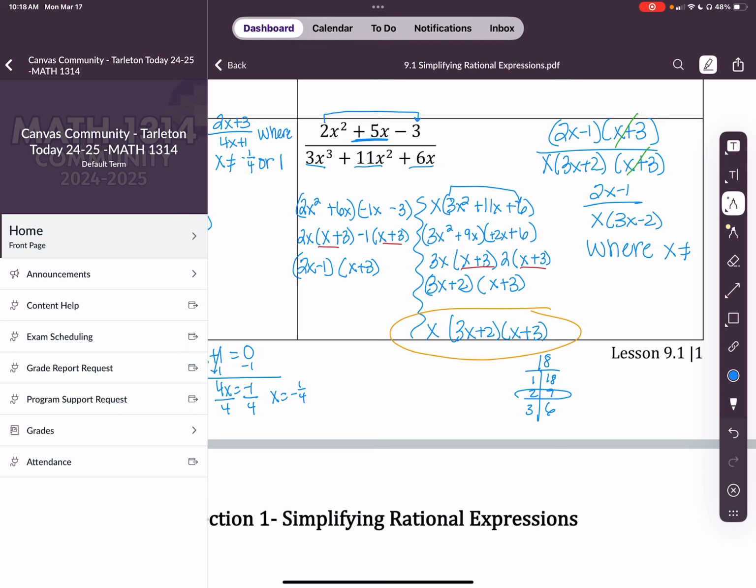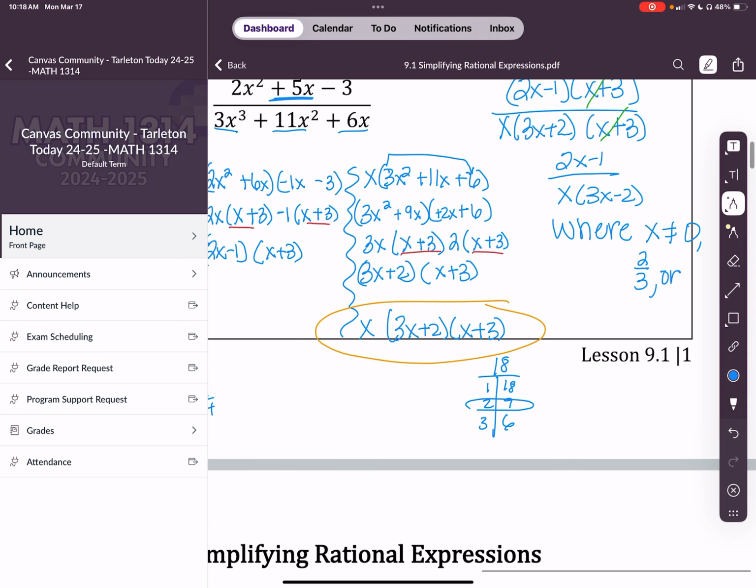x does not equal 0, 2/3, or... Oh, wait, did I write that wrong? This was supposed to be a plus 2, I'm sorry. So that's going to be a negative 2/3 or a negative 3. Okay?